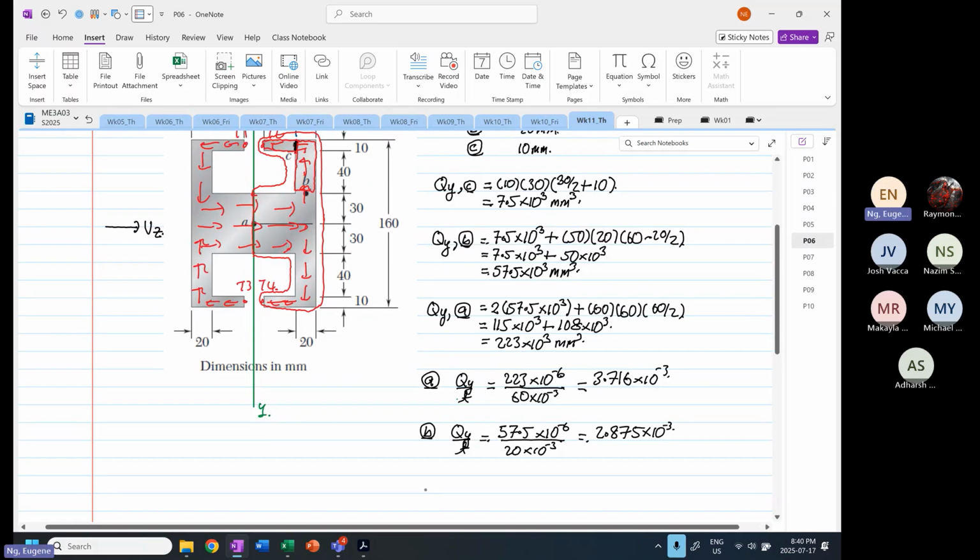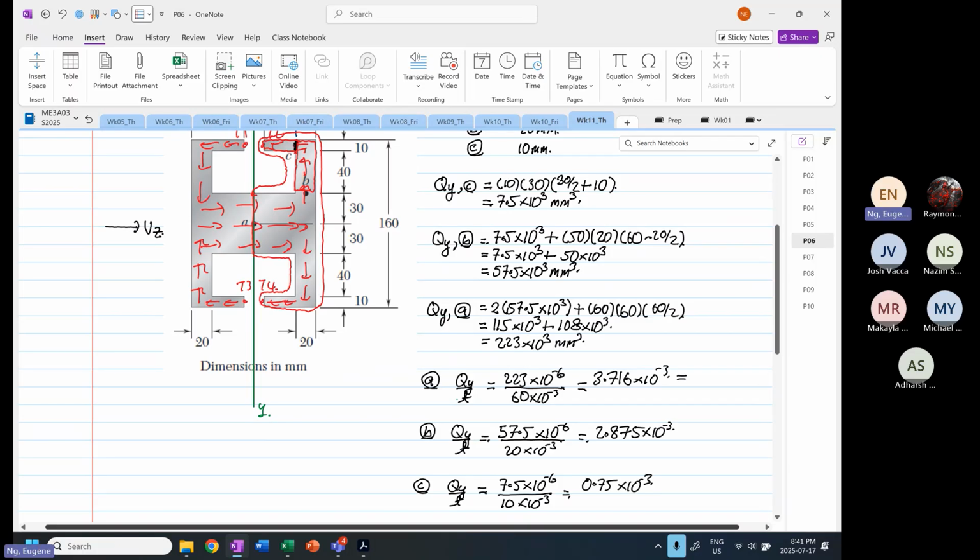And then finally, point C, the QY over T. So this is at what? 7.5 times 10 to the power minus 6 divided by 10. That's the thickness. So 7.5 power minus 6 divided by 10 power minus 3 is equal to 0.75 times 10 to the power minus 3.